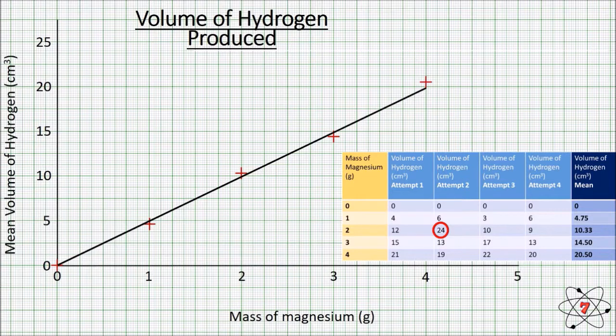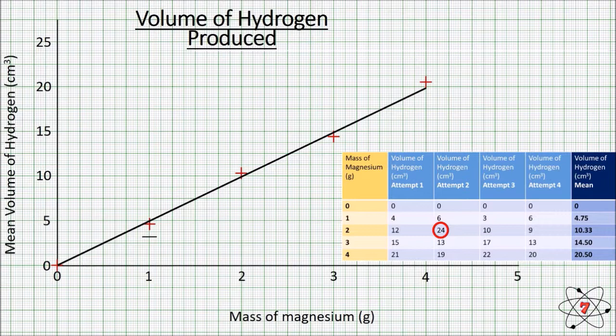What we now need to do is to plot our range bars. Range bars, remember, show the highest point and the lowest point. There is no point in showing anything for 0 because all of our results are 0. So let's move on to 1 gram of magnesium. If we look very carefully, we can see our smallest data value is 3 centimetres cubed. So we need to draw a line, a horizontal line, just below the data point at 3 centimetres cubed.